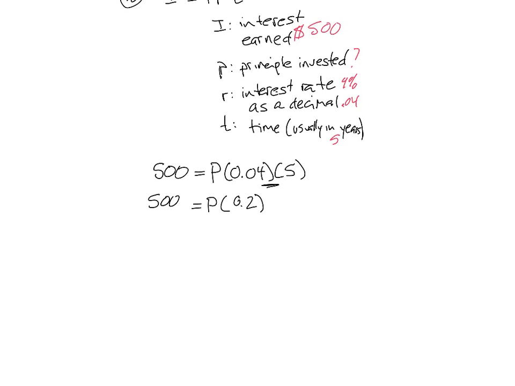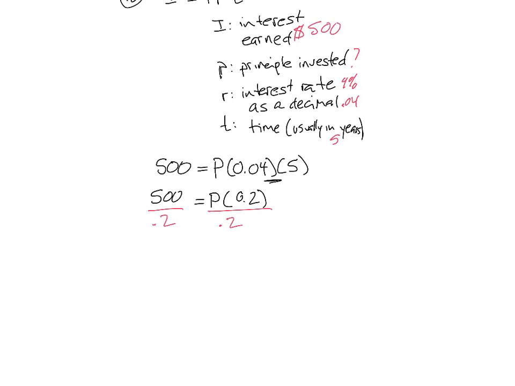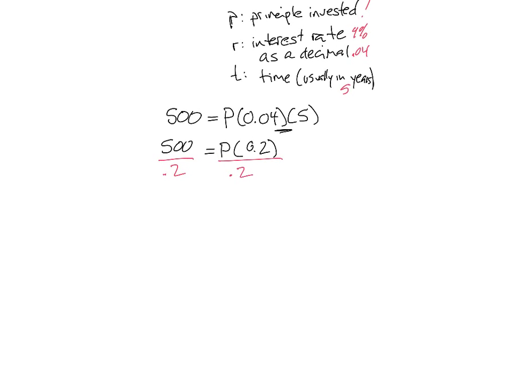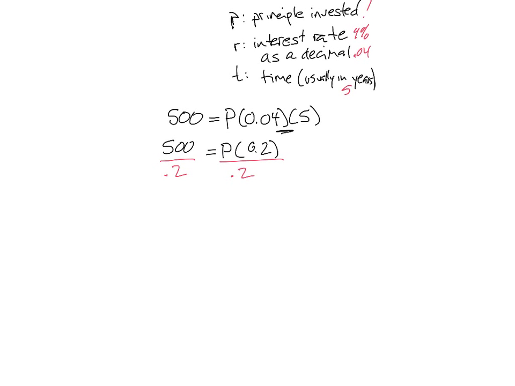Now to solve for P, we're going to take both sides and divide them by 0.2, or 2/10. On this side that's just going to leave us with P by itself, and on this side 500 divided by 0.2 is going to be, use your calculator here folks, $2,500.